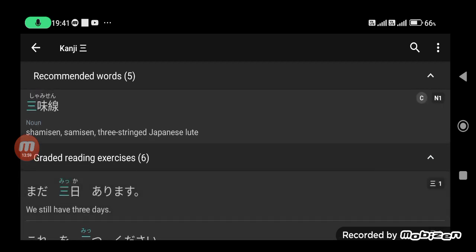Just like this one. Mada mika arimasu. We still have 3 days. Mika, 3 days. So 3 days is mika. So you see how mi is being used here. The ka is an alternative way of producing the sound for nichi or day. So mi plus ka, mika. Mika is 3 days. So we still have 3 days. Mada mika arimasu.